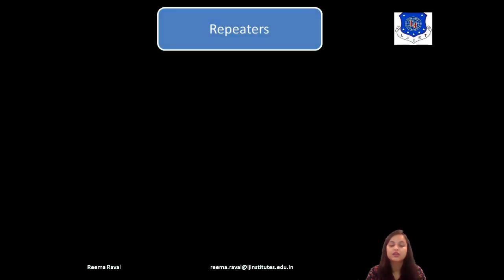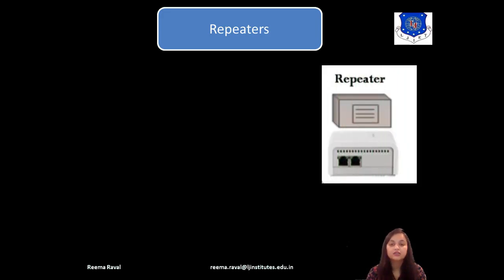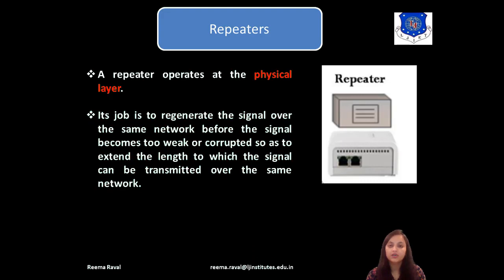First one, we are going to consider repeaters. As the name suggests, repeaters are the devices which repeat the signals to transmit over longer distances. Repeaters look something like this. The repeater operates at the physical layer, as we have seen earlier. Its job is to regenerate the signal over the same network before the signal becomes too weak or corrupted, so as to extend the length to which the signal can be transmitted over the same network.